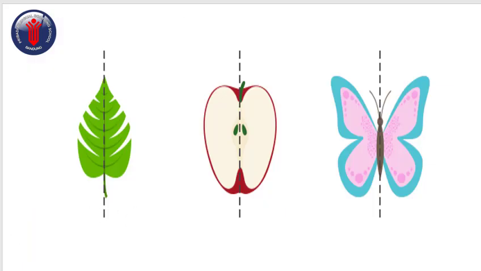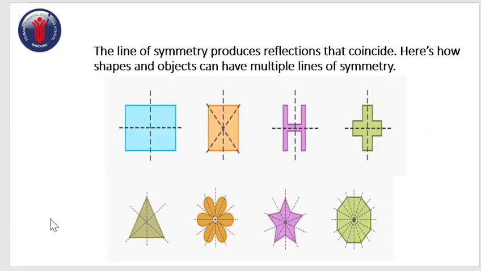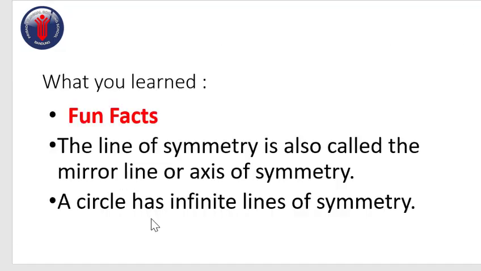As you see on the screen, we have symmetry lines, and also these examples of multiple lines of symmetry. And so today what we learned: the line of symmetry is also called the mirror line or reflectional line or axis of symmetry. A circle has infinite lines of symmetry.